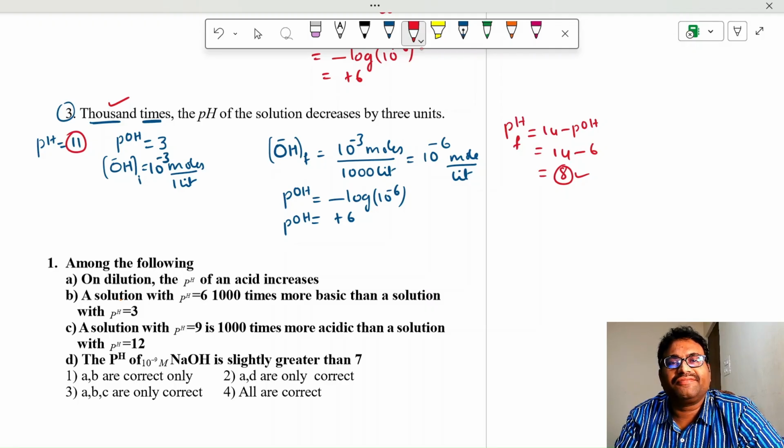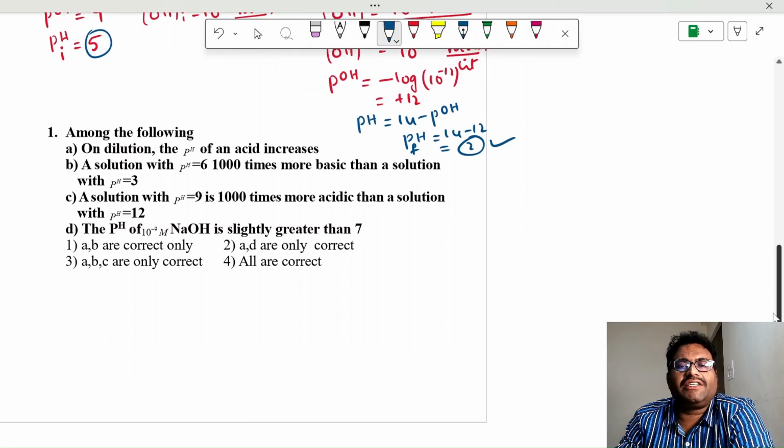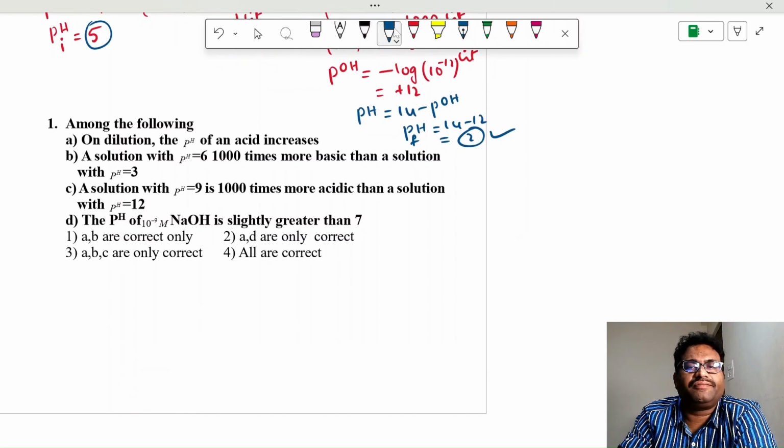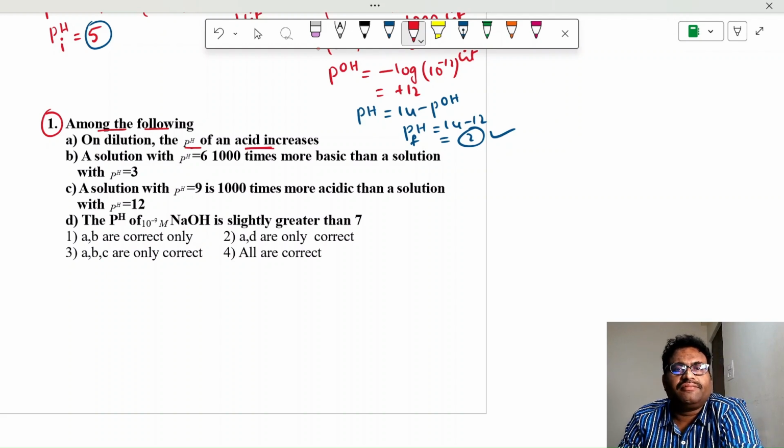Understood? Okay. So let us see, here is a question given. Among the following, which is correct? On dilution, the pH of an acid increases. Before we have seen pH of an acid increases.